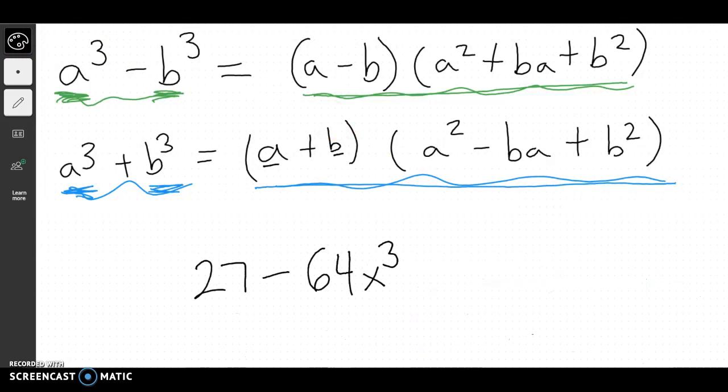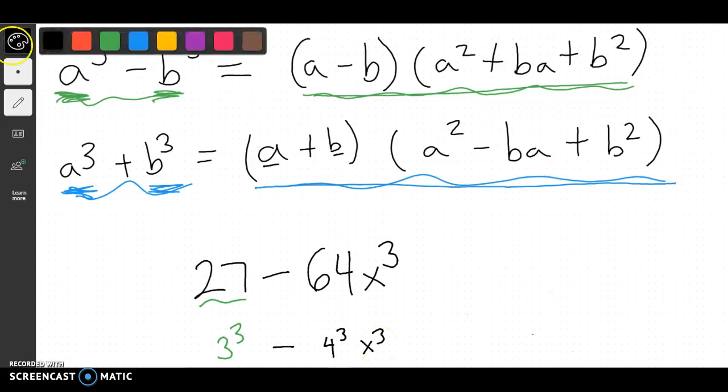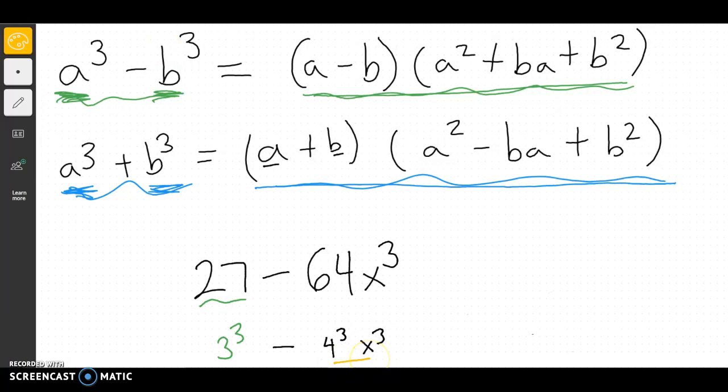Okay, again, we're going to look at this and see what it is. This is a difference of cubes, because I know that 27, if I took its cube root, would become 3 cubed. And 64 would be 4 cubed, and this would be x cubed. So our b term this time is actually going to be 4x, and our a is just going to be this 3.